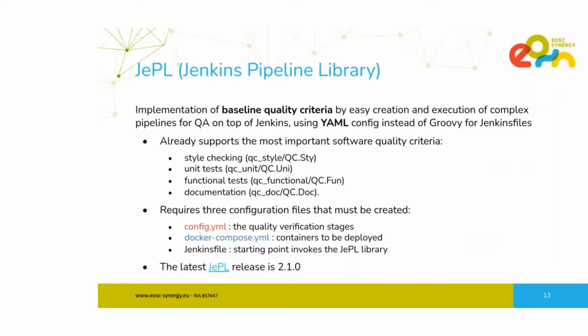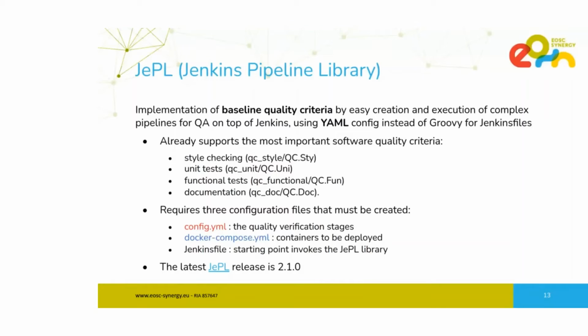Currently implemented checks are style checking, unit testing, functional testing, and whether there is documentation and if it builds correctly. If you use the library directly, then one has to describe the so-called config file where the quality verification stages are described. Then behind the scenes for the Jenkins system, the checks themselves and the tests run in a Docker container or in a set of containers. So Docker Compose is used.